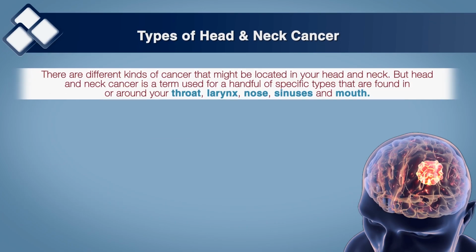There are different kinds of cancer that might be located in your head and neck, but head and neck cancer is a term used for a handful of specific types that are found in or around your throat, larynx, nose, sinuses, and mouth. Head and neck cancers are usually squamous cell carcinomas. These cells line the inner surfaces of your head and neck. The different types of head and neck cancers are named by where they begin.